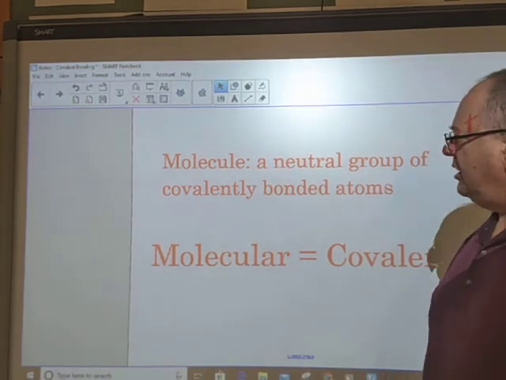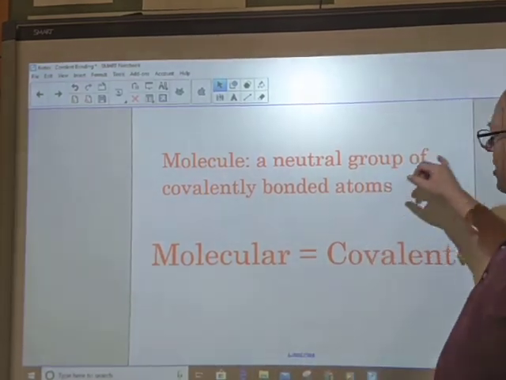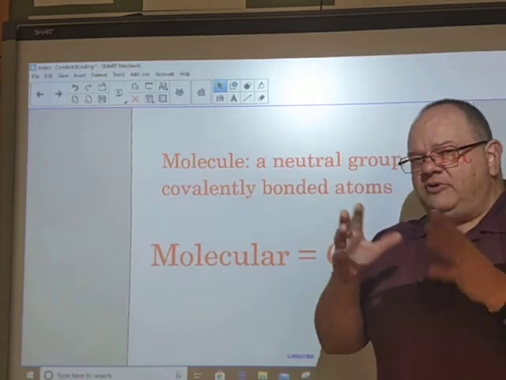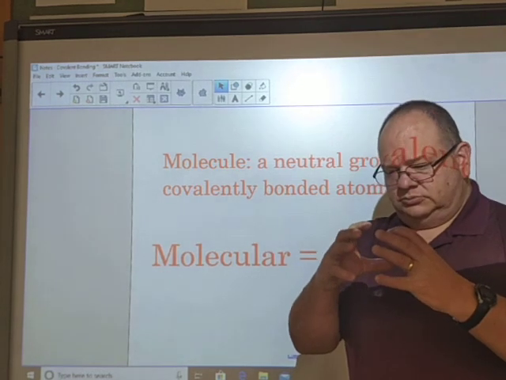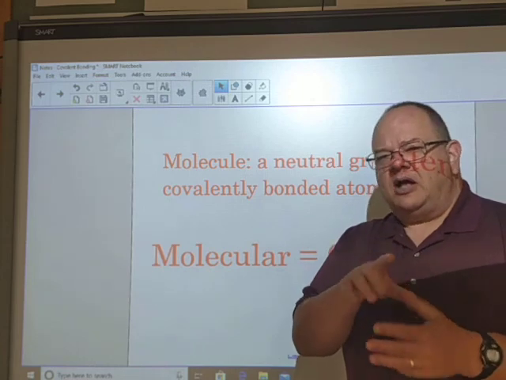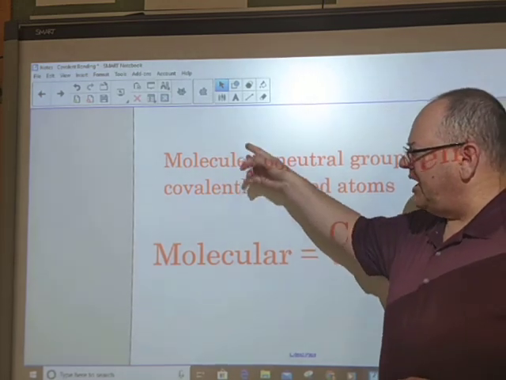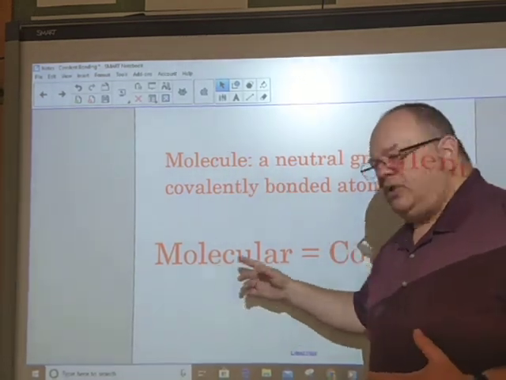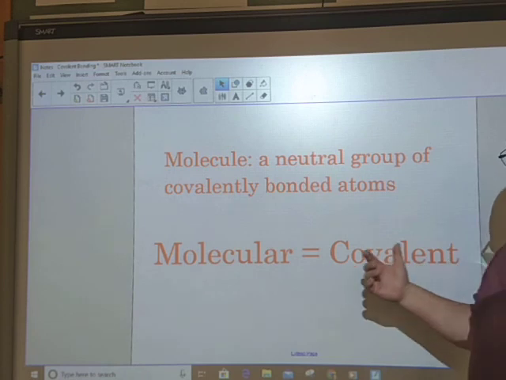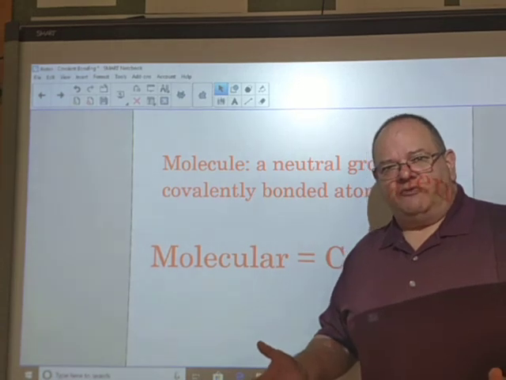So, a molecule is a neutral group, so neutral means no charge, of covalently bonded atoms. Anytime you have a group of atoms that are covalently bonded to each other, it turns out that group can kind of exist independently from everything else. So whenever we have a molecule, we know it's covalently bonded. When we use the adjective molecular, molecular really means the same thing as covalent. So if I refer to a molecular substance, I'm also referring to a covalent substance.